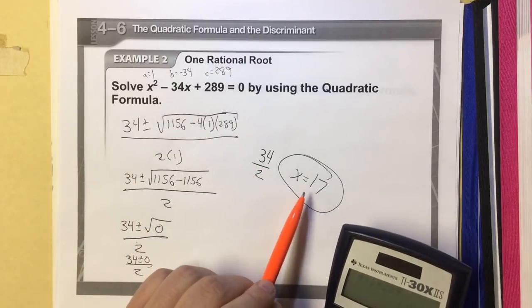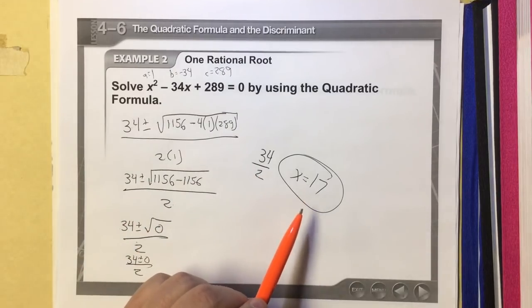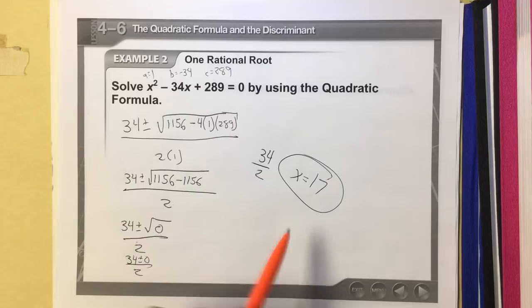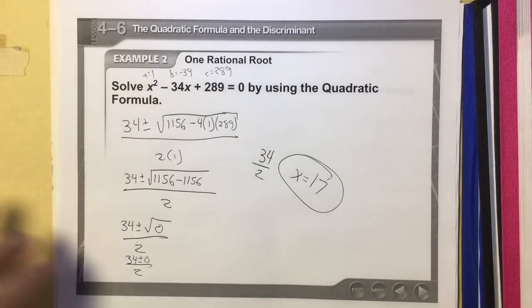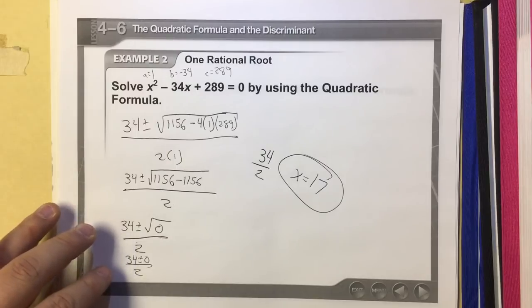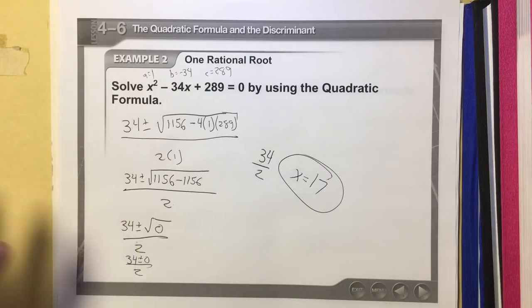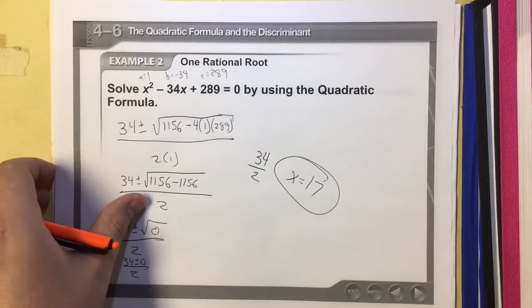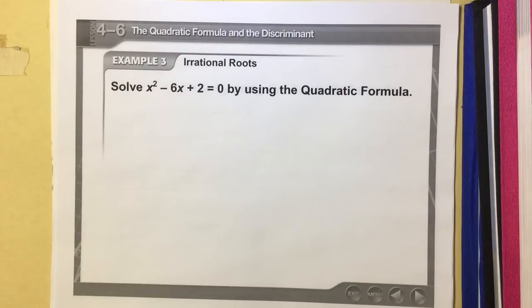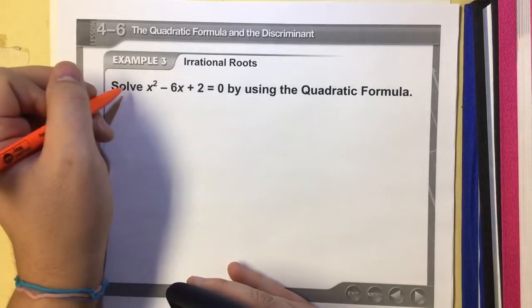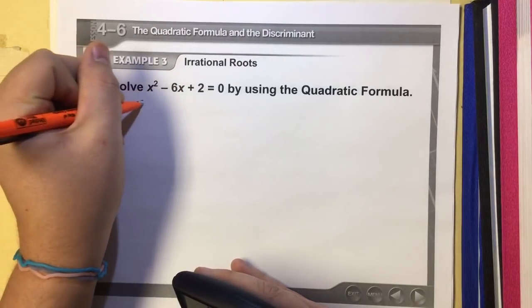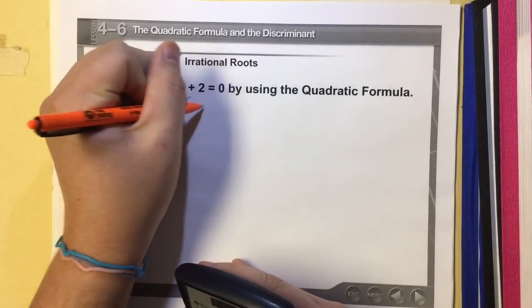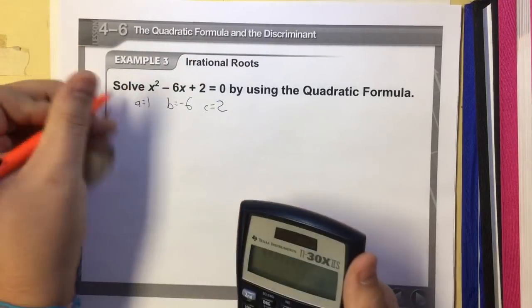When you only have one solution, that would represent a graph where the vertex is our x-intercept. Remember, from when we did graphing, all of these solutions are showing us where the graph crosses the x-axis, those x-intercepts. If there's only one answer, that means that x-intercept is the vertex. All right, here we go again. Everything's already on one side. So we have a equals 1, b equals negative 6, c equals 2.